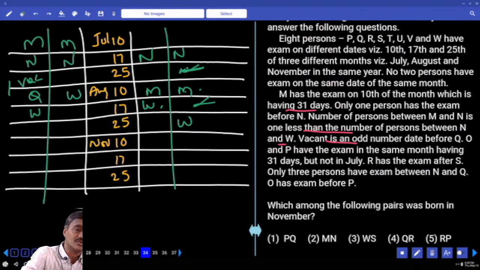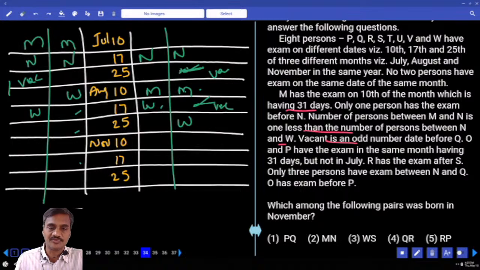Now before this Q, and Q need not necessarily be here. Where Q is, because the word is just before, it can be anywhere. Hence Q is after this one. Follow here alone. Now in this one, vacant is on an odd number date. Odd number date before Q, and vacant can be here, vacant can be here, or vacant can be here. And vacant is on an odd number date before Q. And here vacant can be here or vacant can be here. And check the possibilities before this Q, 25th or 17th.